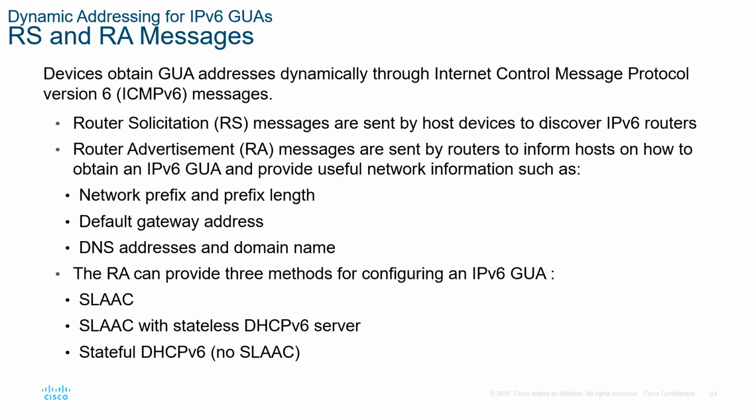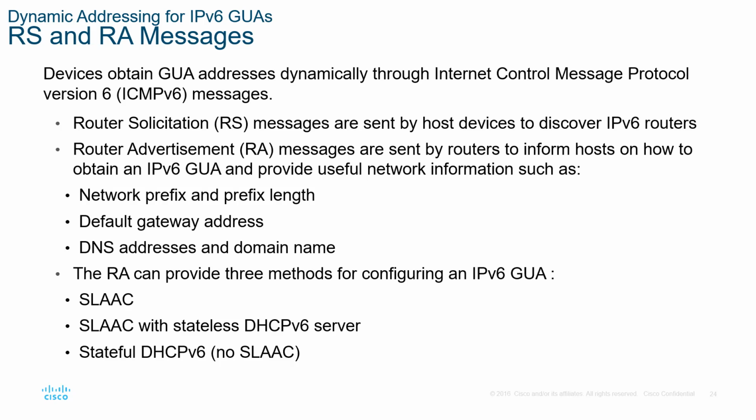Router solicitation messages are sent by the host to discover the routers. Router advertisements are the messages sent by the routers to inform the hosts how to obtain that information. Part of that information will include things such as the network prefix and the prefix length, the default gateway address, DNS addresses if available, and the domain name, if available.